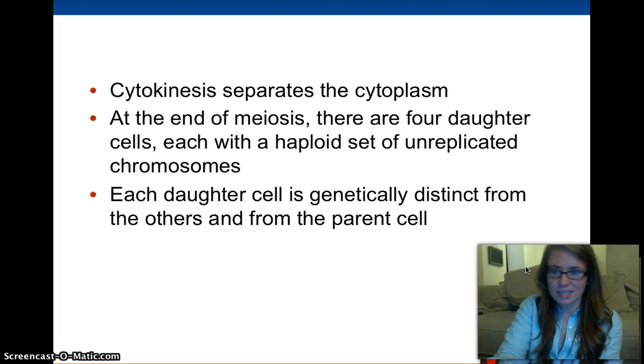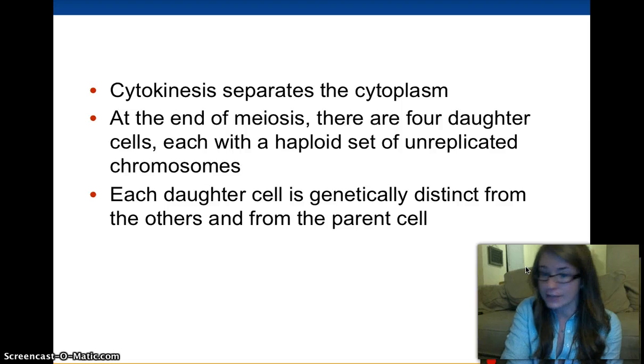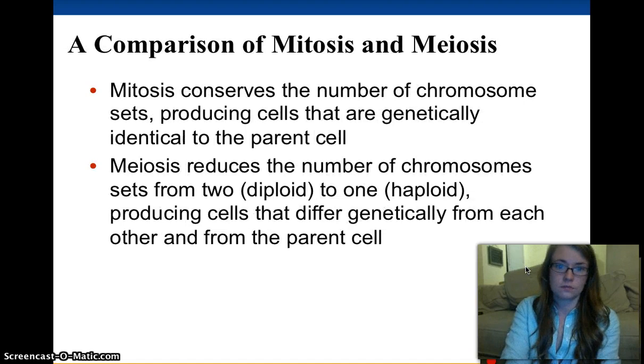You can read all this. It's the same thing as mitosis. It's basically exactly the same as mitosis, except it happens twice because we already had 1 division, and each of the daughter cells is haploid, and they're not identical. In mitosis, they are diploid and identical.